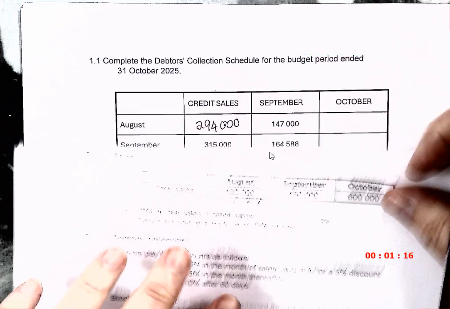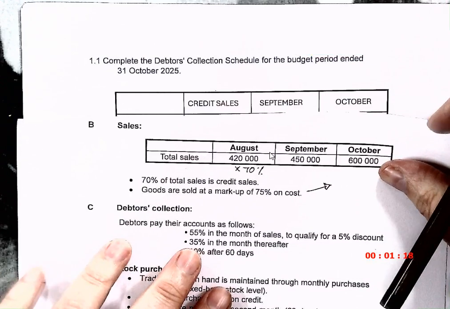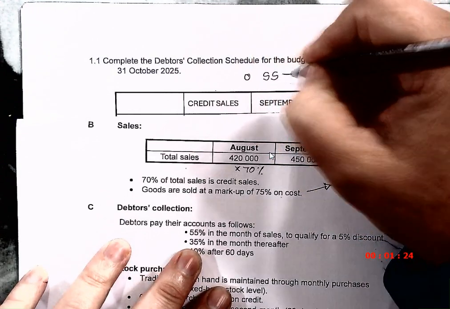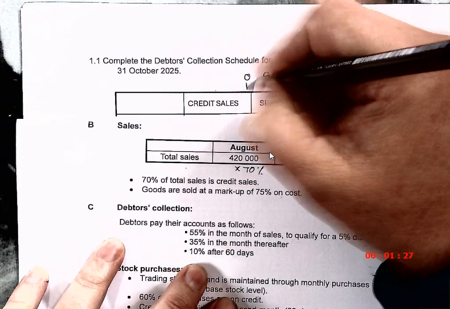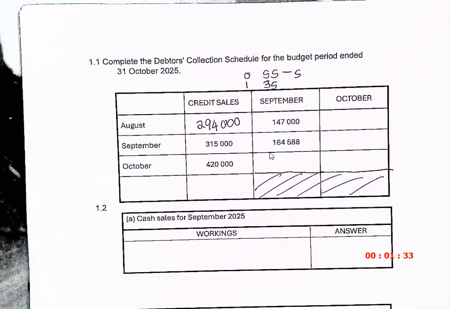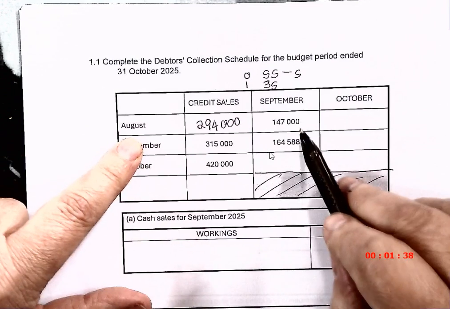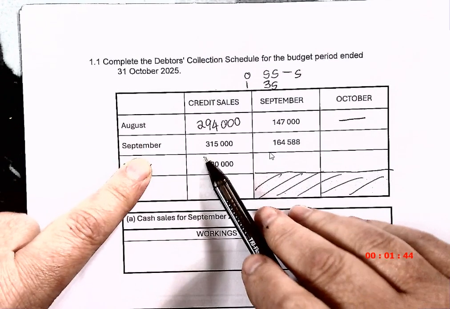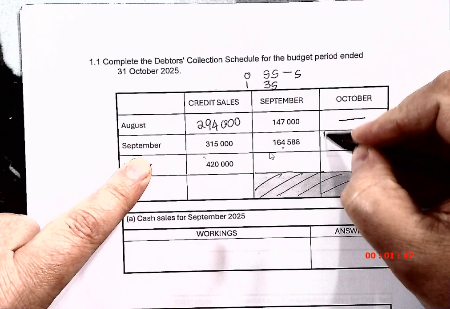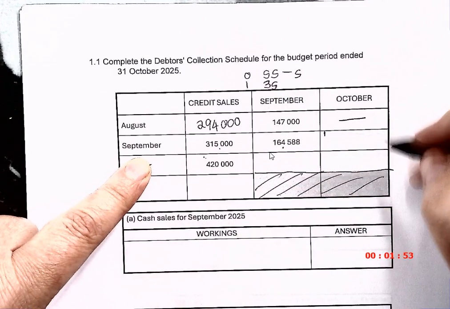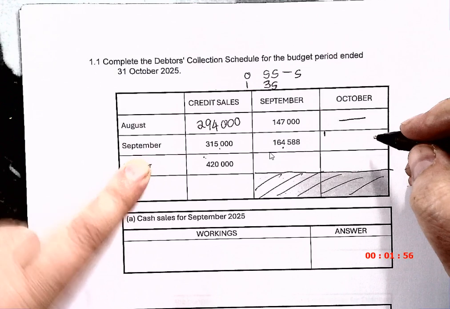So debtors collection, they say 55% in the month, less 5% discount, and 35% in the month following. So they only give their debtors 60 days to pay. You see that? Okay. So August is 0, September is 1. So nothing in October. September is 0, October is 1. 35% of 315 gives me? It says 10% after 60 days.